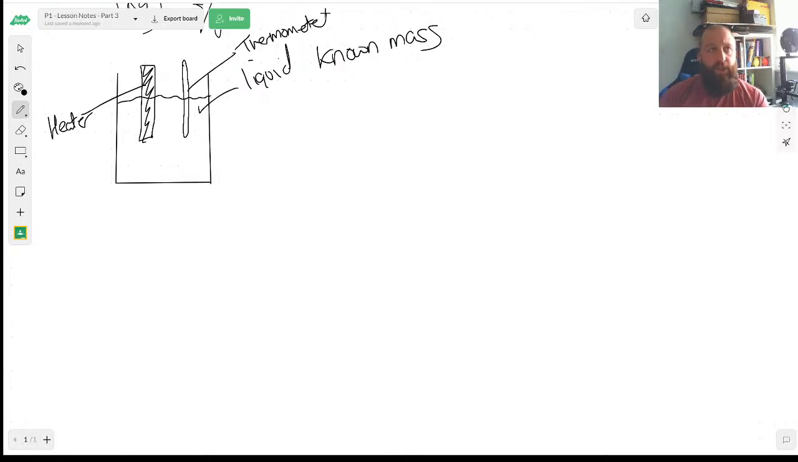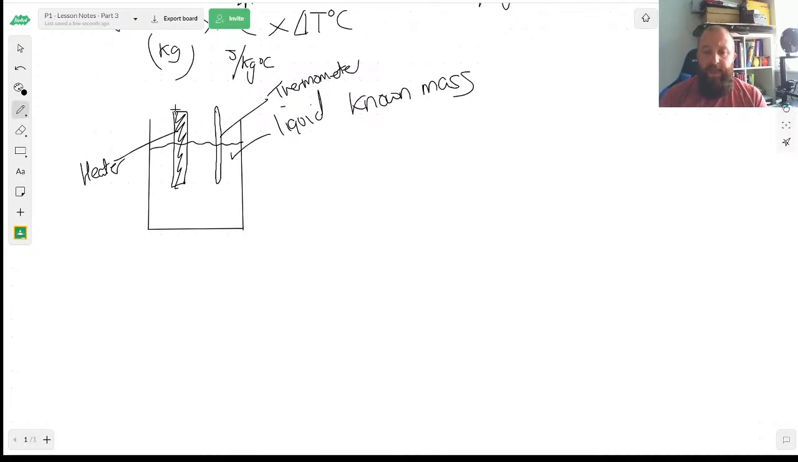Because we need to measure the temperature change. Morning, Chris. So what we need to measure now is some way of calculating the energy that has been transferred into that heater, because then we know the energy that's been transferred to this liquid.